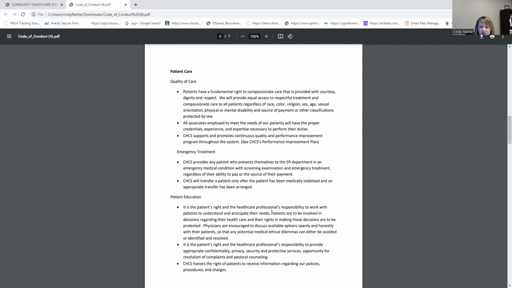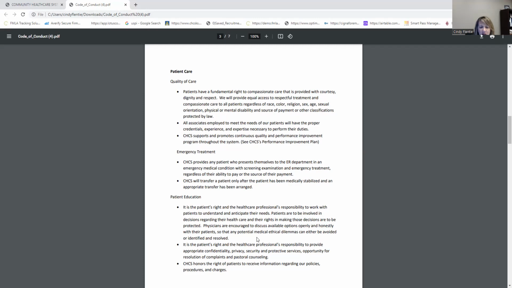It talks about emergency treatment, and if any of you have remembered training on EMTALA, that's where EMTALA falls in, Emergency Medical Treatment Active Labor Act. And if anybody presents to the ER, we have to see if they have a medical condition which needs to be taken care of, regardless of their ability to pay, and we have to make sure that they have been stabilized.